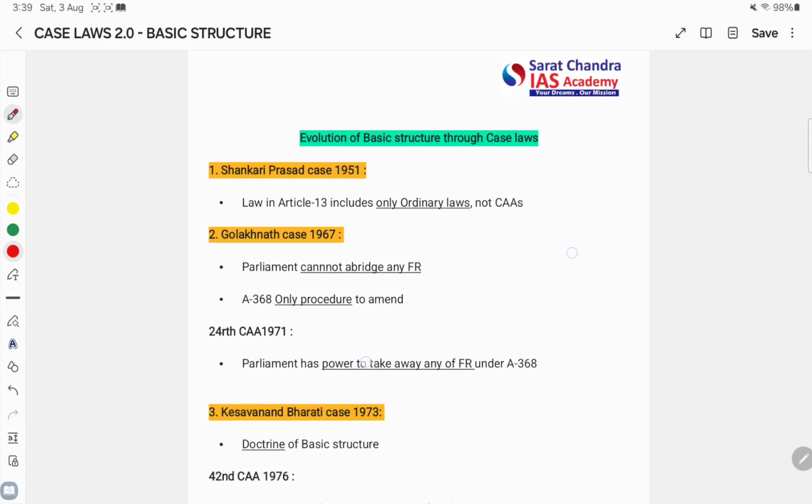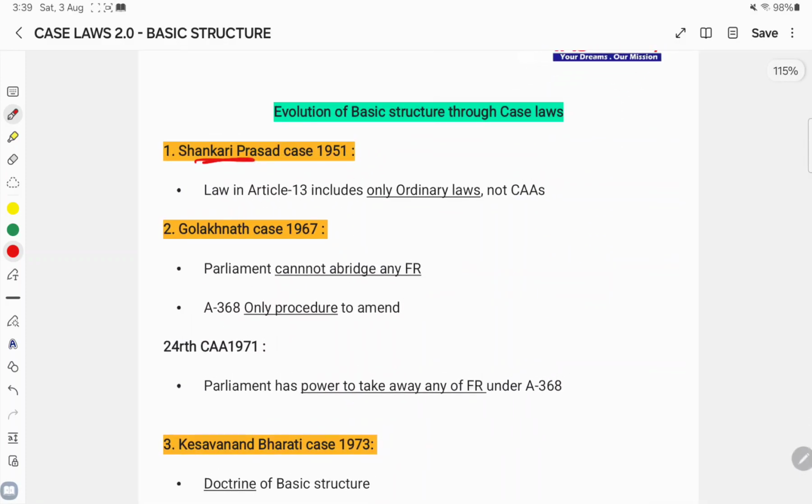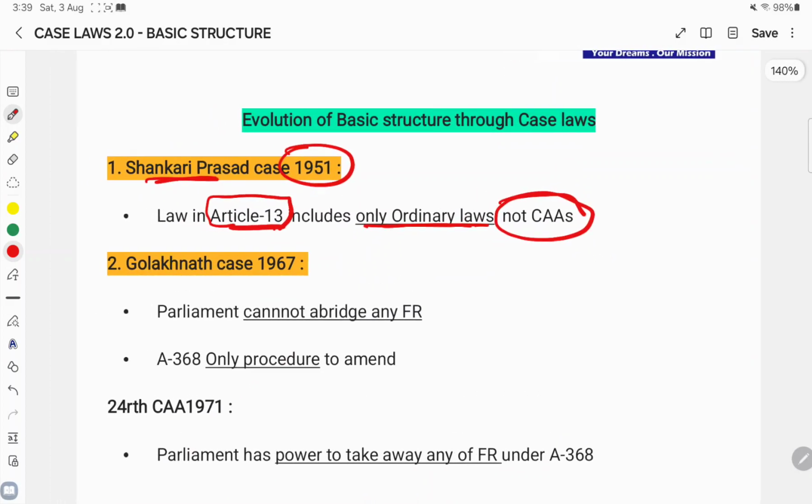So let us see the key points. For example, the first case, which is the Shankari Prasad case of 1951, said that laws in Article 13, as we know, gives the definition of law. The Supreme Court said that the laws in Article 13 include only ordinary laws that Parliament or the state legislatures have passed. It does not include constitutional amendment acts. Constitutional amendment laws are not considered under Article 13.